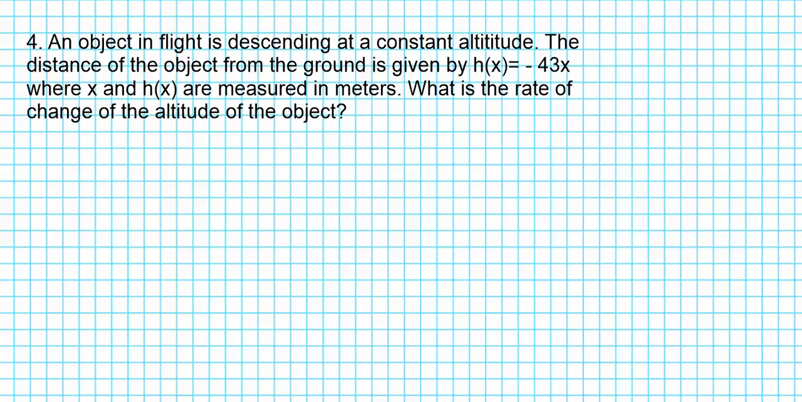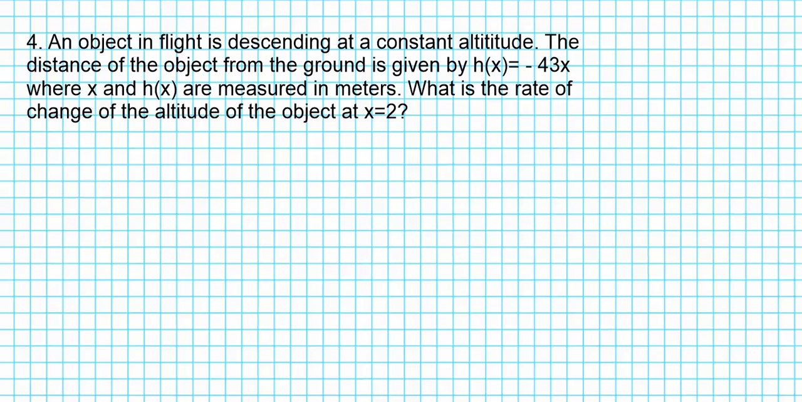It says, an object in flight is descending at a constant altitude. The distance of the object from the ground is given by h of x equals negative 43x, where x and h of x are measured in meters. What is the rate of change of the altitude of the object? Let's put it at x equals 2, okay?